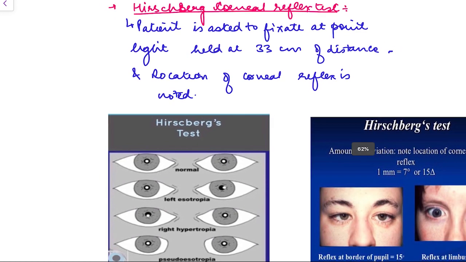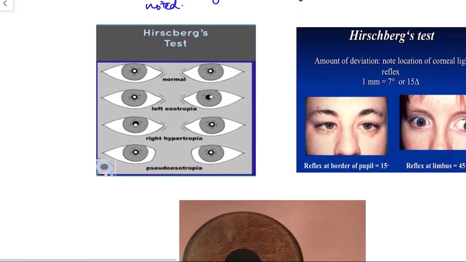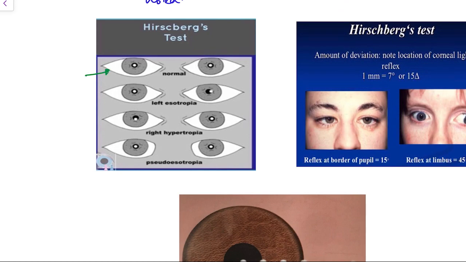What we are exactly doing in this test, we will ask the patient to fixate an object like a torch which is held at a distance of 33 centimeter from the patient. Now we have to locate the corneal reflex on the patient's eye. This is Hirschberg's test. Now this is normal because the corneal reflex is perfectly in the center.